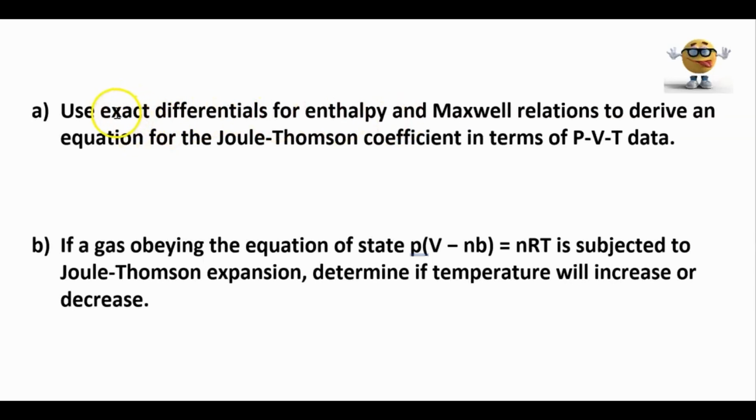We're going to cover a lot of material in this example here. We're going to go through exact differentials, Maxwell Relations, the Joule-Thomson Coefficient, PVT data, and equations of state. We're going to derive an equation for the Joule-Thomson Coefficient in terms of PVT data using exact differentials and Maxwell Relations, and then use it to determine if a gas obeying this equation of state, subjected to a Joule-Thomson expansion, will increase or decrease in temperature.